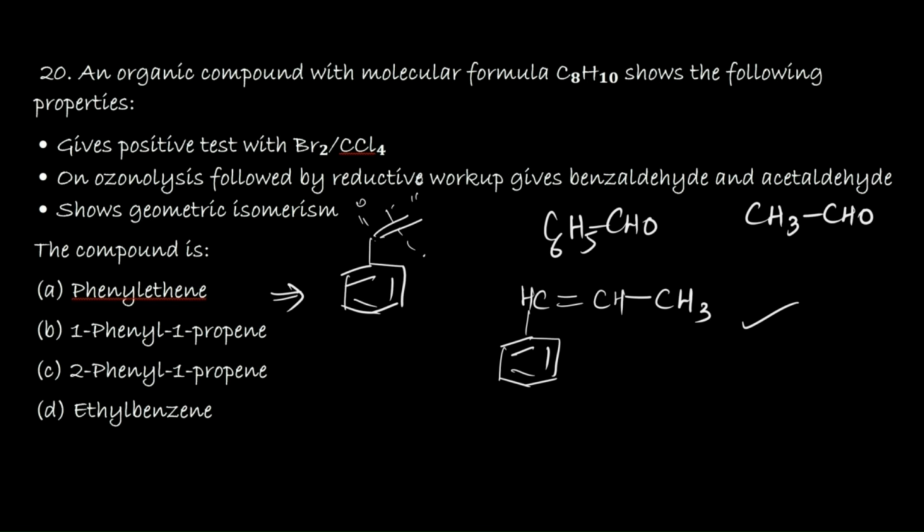And option C, 2-phenyl-1-propene. This will give you formaldehyde, not acetaldehyde, so this can't be our answer. And ethylbenzene does not give a positive test with anything, geometrical isomerism is not possible, and ozonolysis is also not possible. So our answer to this question is option B.